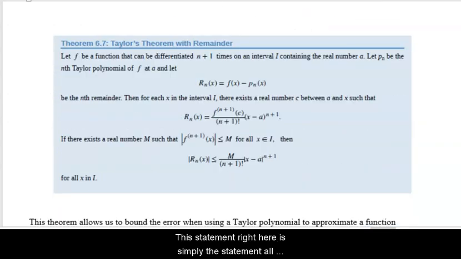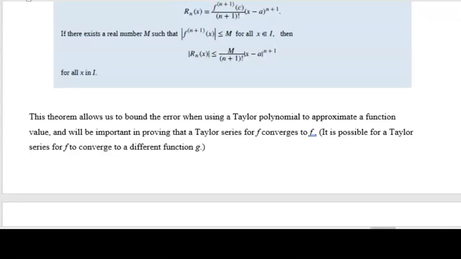This statement right here is simply the statement all together in one place of all the information we've just conveyed. This theorem will allow us to bound the error, and by that I mean it will give us an estimate for how large the error could be when we're using a Taylor polynomial to approximate a function value.